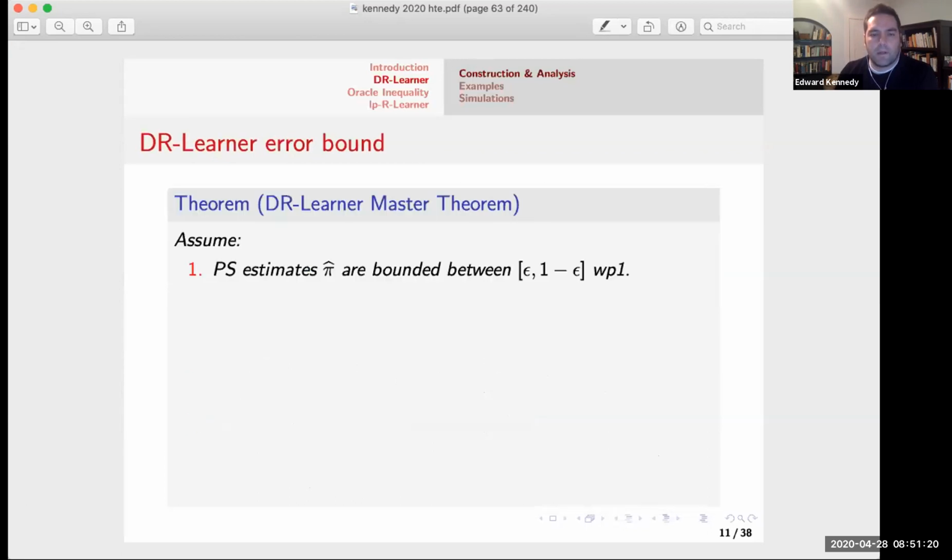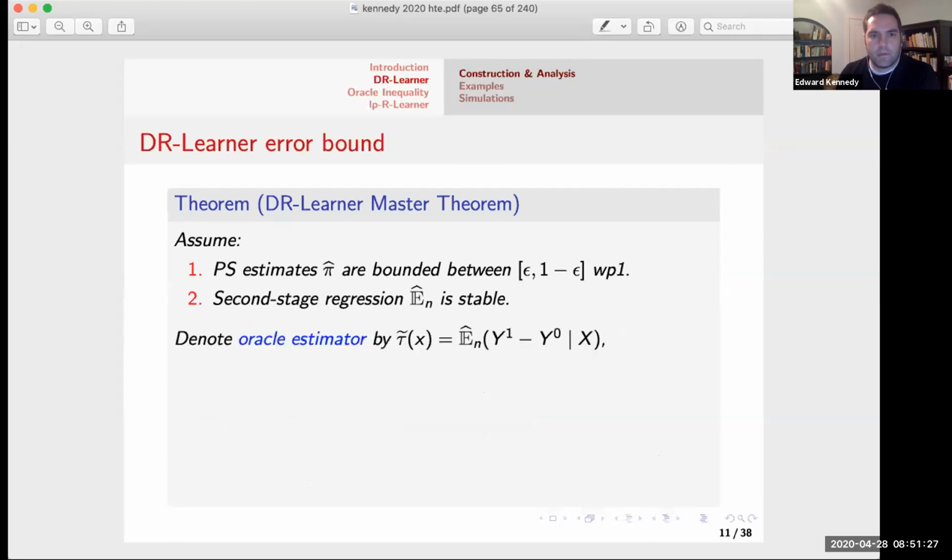Okay, so now we're ready to give an error bound for this procedure. So we need to assume that the propensity score estimates are bounded and the stability condition for the second stage regression. And now we're going to see how the error compares to an oracle that actually did a regression using the potential outcomes themselves, the y1 minus y0, or just random draws from these conditional distributions if you don't want to think about potential outcomes. So that oracle estimator has some risk, which right here, I'm using mean squared error. You could use other things as well.